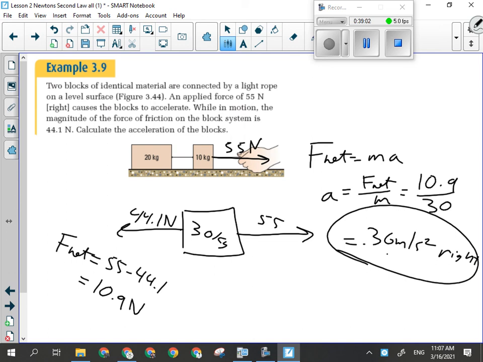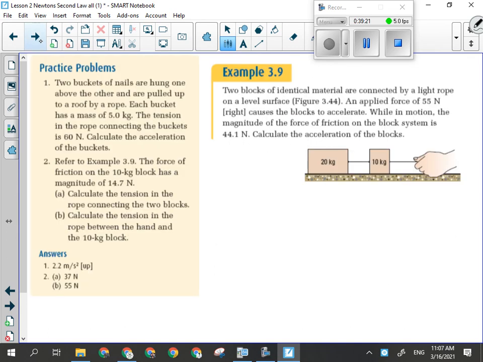So regardless of what they ask me to find next, I know the acceleration of each box and both boxes is 0.36 meters per second squared. Yep. Okay, is everyone all right with that? Okay. So, I want you guys to try question 2 first, because it involves these two boxes, okay? So the stuff we were working on before, okay?